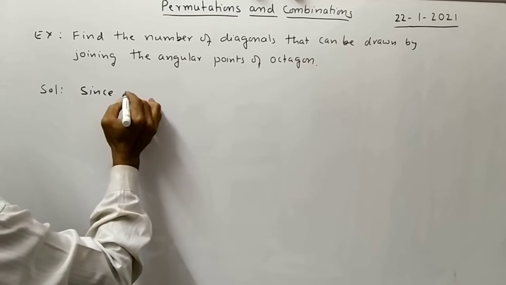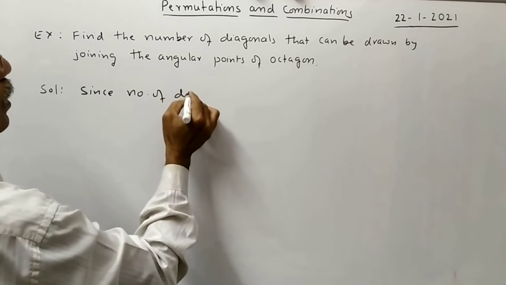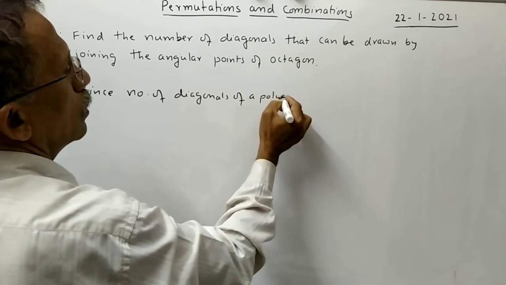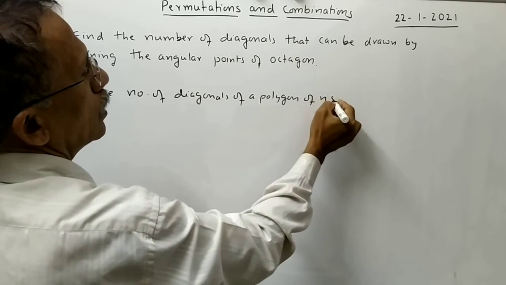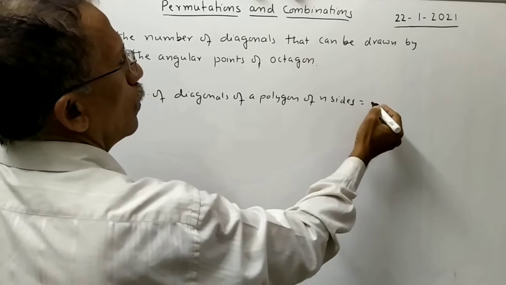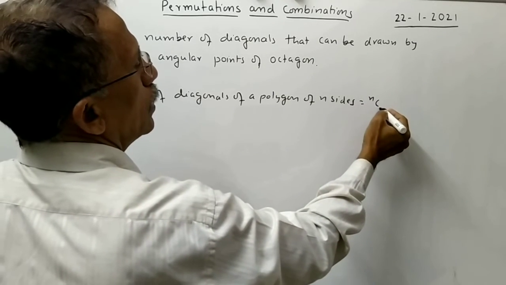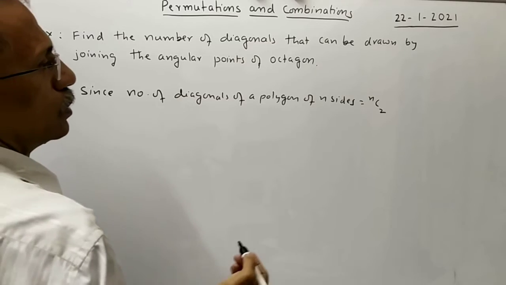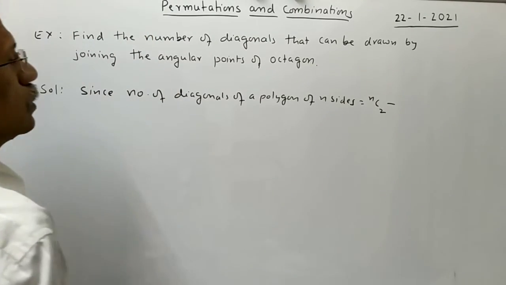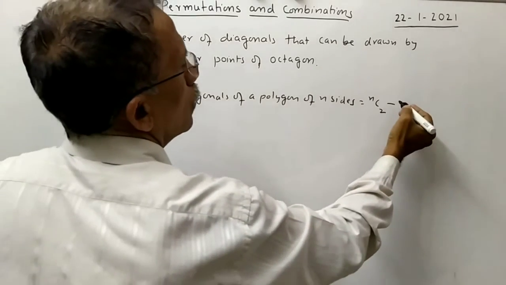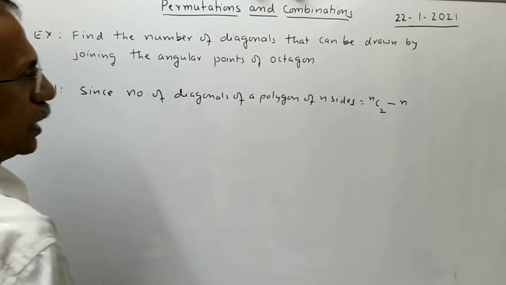Since the number of diagonals of a polygon of n sides is equal to nC2, selecting 2 points to get a line segment from n points, minus, but all line segments will not become diagonals, so we should subtract the number of sides.